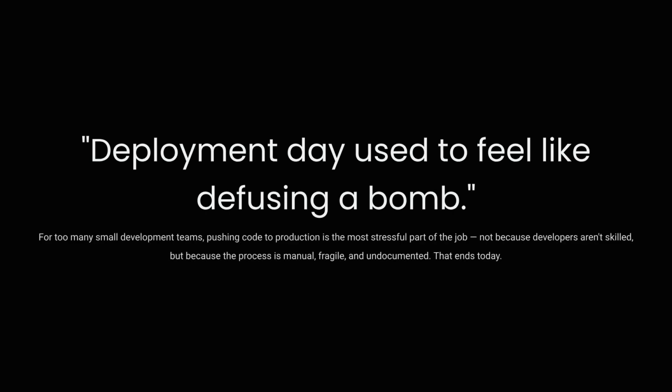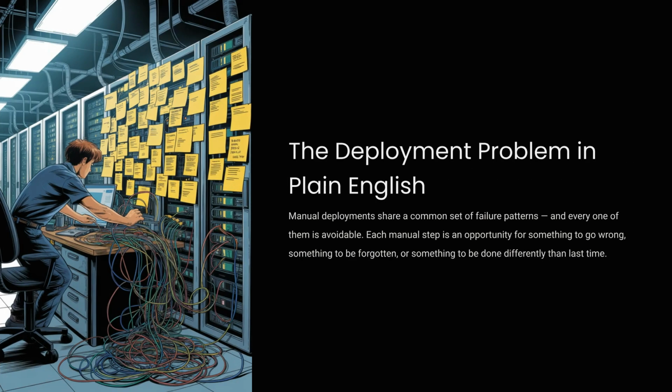For many small development teams, pushing code to production often feels like defusing a bomb. It's not about a lack of skill, but because the process is manual, fragile, and undocumented. CI/CD changes this entirely. Manual deployments are prone to a common set of failure patterns, and they are all avoidable. Every manual step is an opportunity for something to go wrong, be forgotten, or be done inconsistently. We call this the deployment problem.